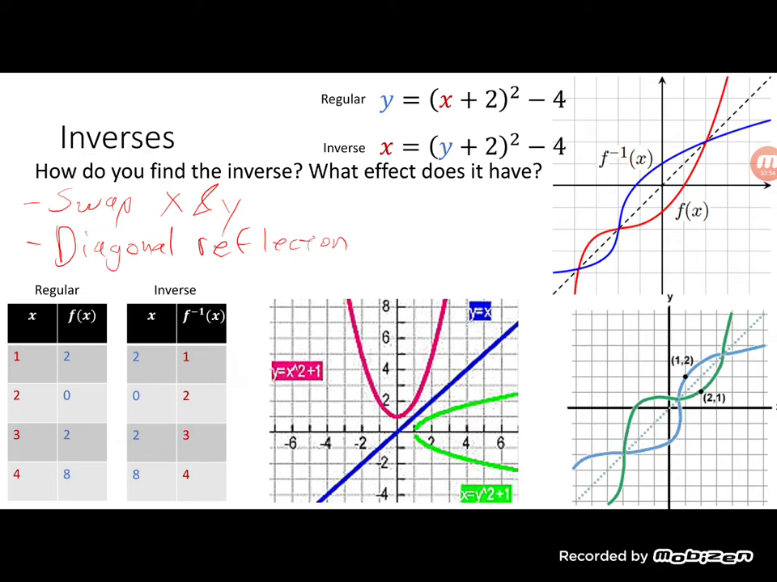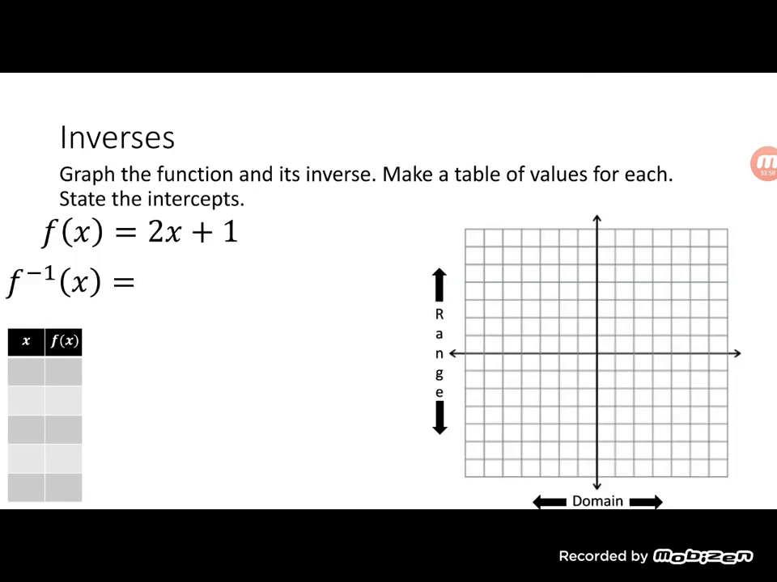We can do some of these problems to just make sure that we got it and we know it. All right. So the task at hand: graph the function and its inverse, make a table of values for each, and state the intercepts. Quite a bit of things we've got to do. Very healthy exercise for us. Let's go ahead and get going with it.